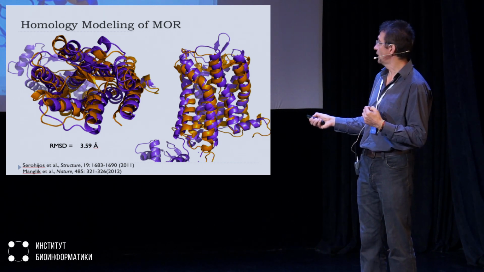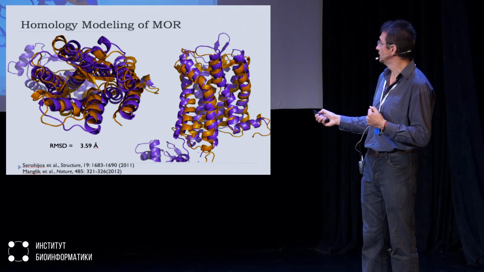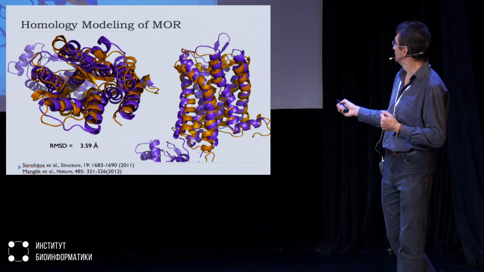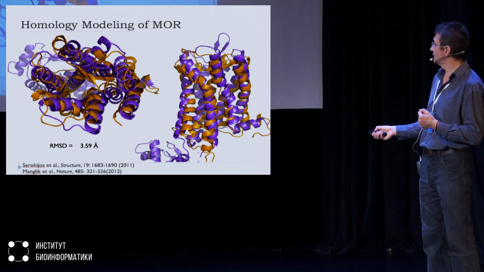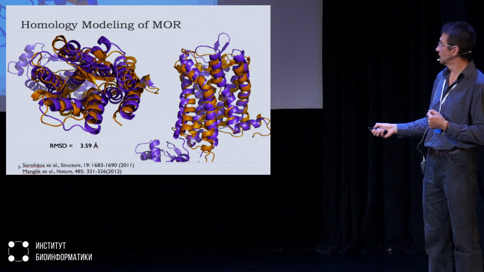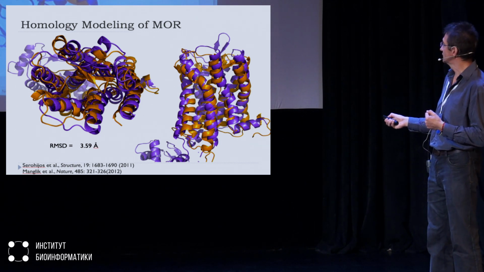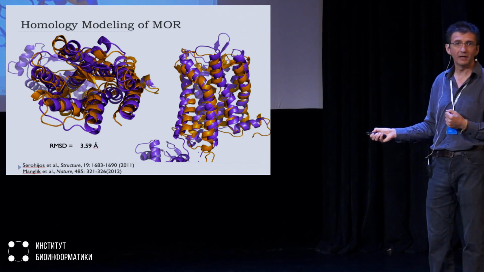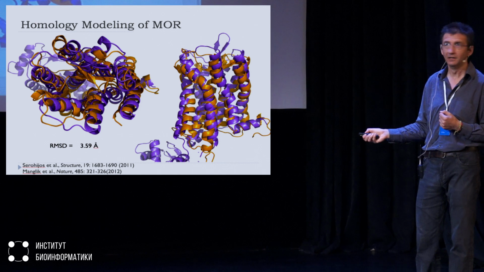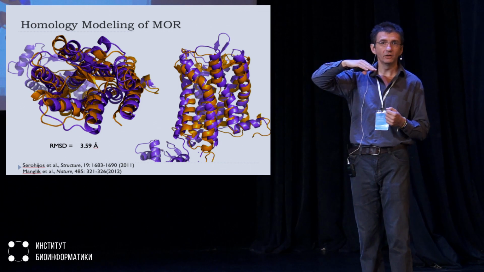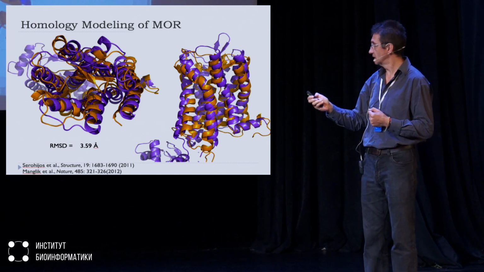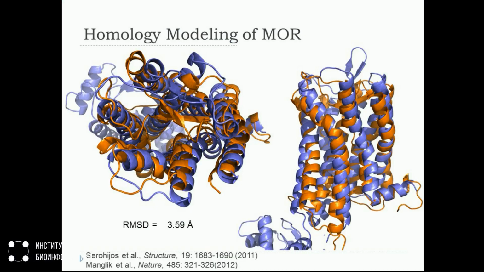Back in 2010 and 2011, we were able to build the structure of this protein, and it looks like this. It's a 7 transmembrane helix protein. The next year, the structure was solved crystallographically, and we got these two structures. They are aligned here. They are within 3.59 angstrom from each other, so they are really, really close. The biggest difference is in this loop, which closes in our model and is open in the crystal structure.